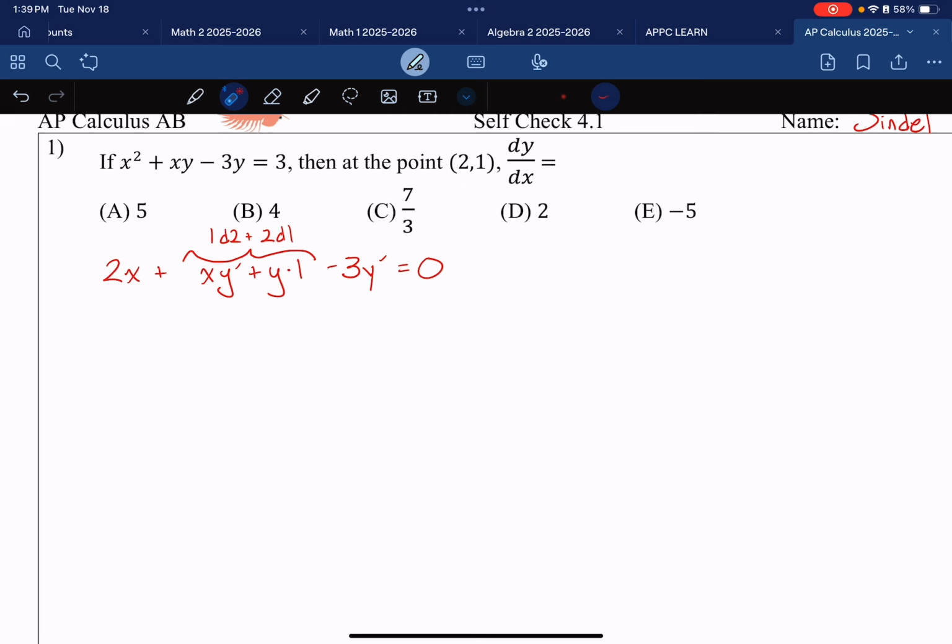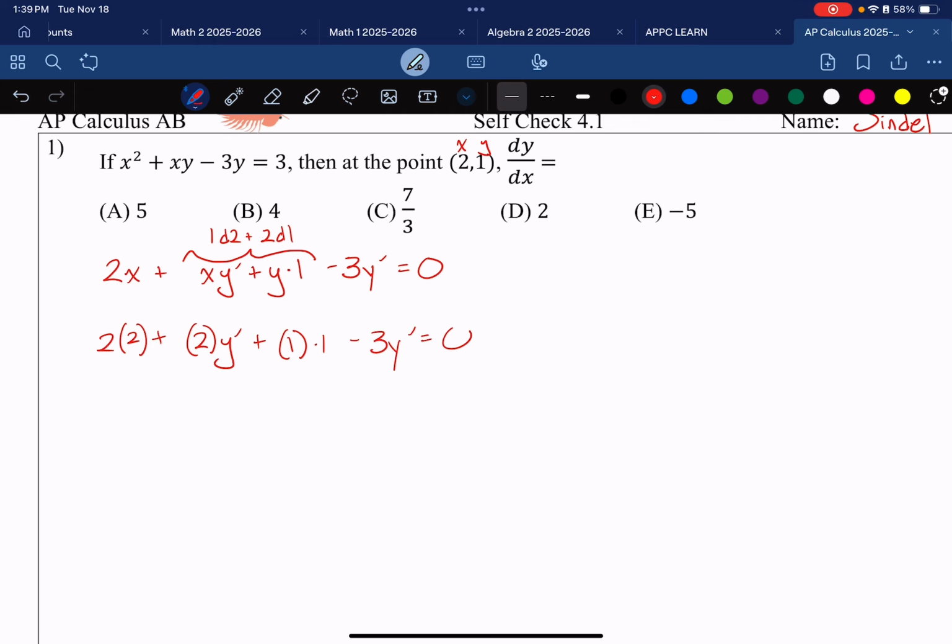As soon as you can, plug in your points. I have the x-coordinate is 2 and the y-coordinate is 1, and plug those in, meaning I'm going to get 2 times 2 plus x is going to be 2 again, 2y prime plus y, which is 1 times 1. I can say times 1 again, I suppose, minus 3y prime, and that's going to be equal to 0.